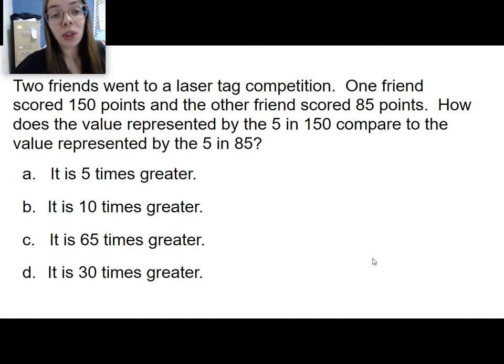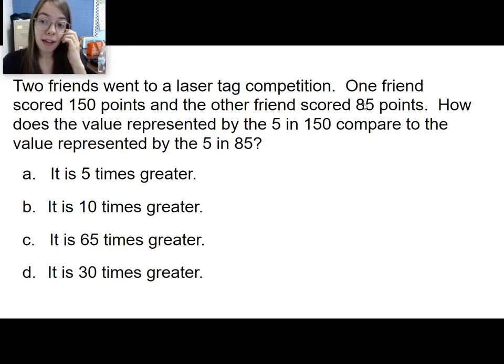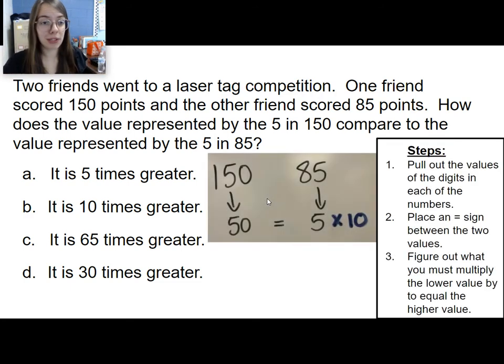Now we can also find the relationship between digits when they're in 2 separate numbers. Check out this problem. 2 friends went to a laser tag competition. One friend scored 150 points. Another friend scored 85 points. How does the value represented by the 5 in 150 compare to the value, remember value's worth, represented by the 5 in 85? Okay, well, I'm just looking for the relationship between the 5's, how those values have a relationship with each other. So I need to pull out those values.